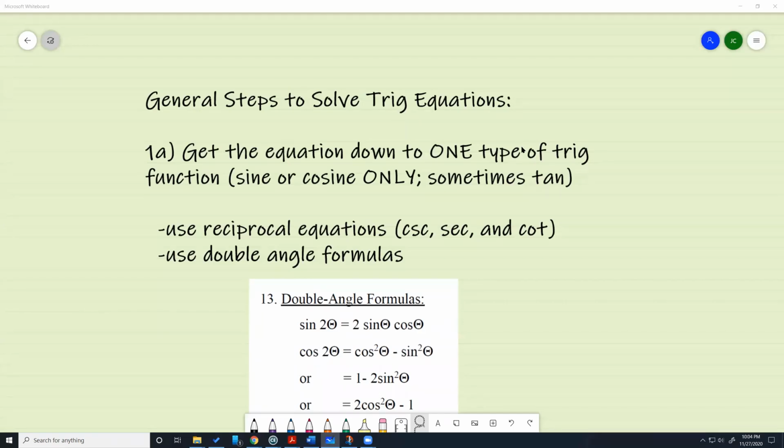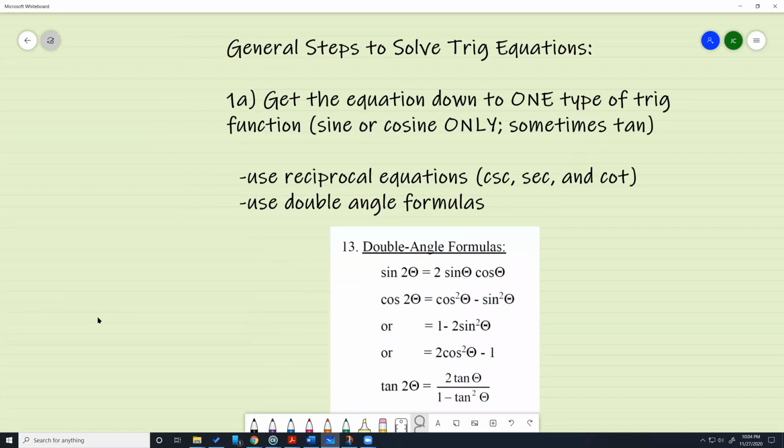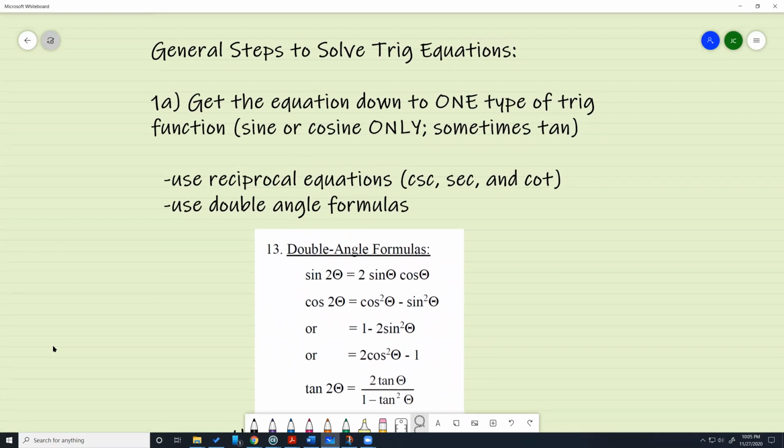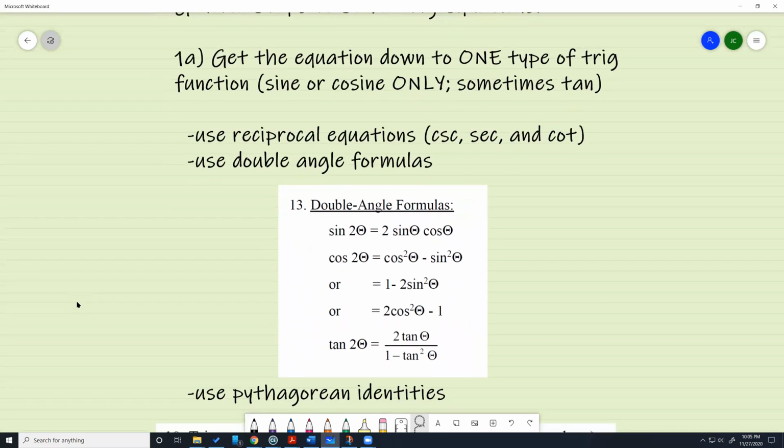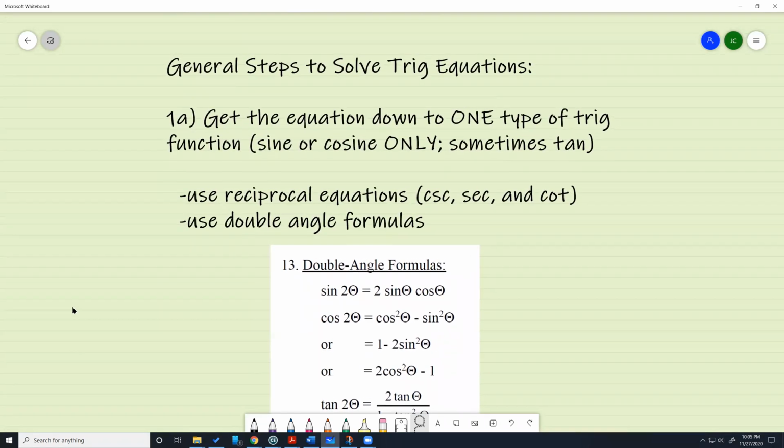Okay, so I'm going to show you guys how to solve trig equations, and these are the general steps. I labeled the first two steps as 1A and 1B because, depending on the problem, you might do one first over the other, okay? So you might do these steps a little out of order.